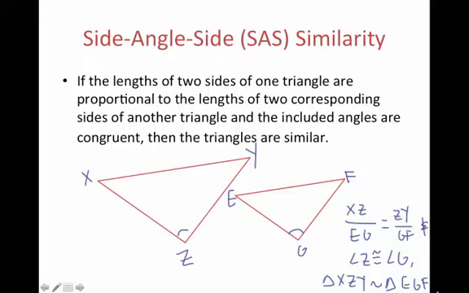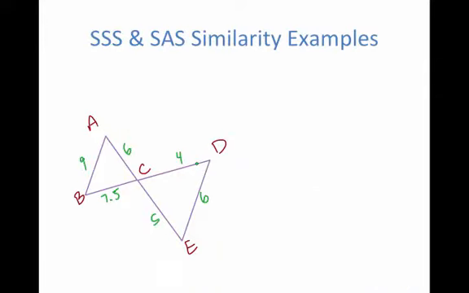So the side-side-side similarity and the side-angle-side similarity are both theorems, and I'm going to do an example that uses both. Okay, so my question is, are these two triangles similar? Well, first I'll have to determine if the sides are all proportional to each other.